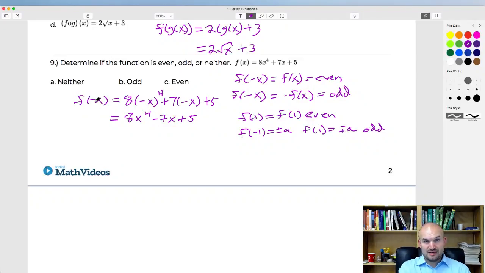And you can see here, by plugging in f of negative x, I do not have the exact same function. I have the same terms, but that's positive, but that's negative, and that one's positive. So it's not exactly the same. Then you might say, well, are they opposites? You can see these are opposite signs, but these are the same. So if you wanted to write it in the opposite notation, you could factor out a negative: negative 8x to the 4th plus 7x minus 5. And what you'd see is that does not satisfy the notation of opposite of f of x. So, therefore, this is an example of neither.